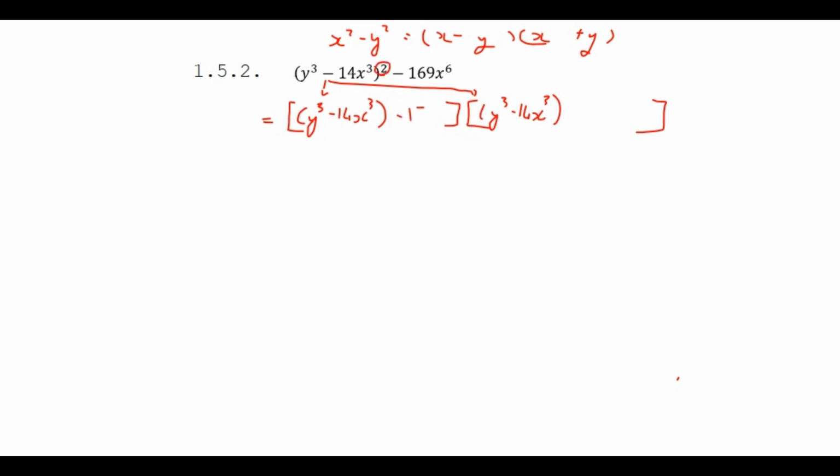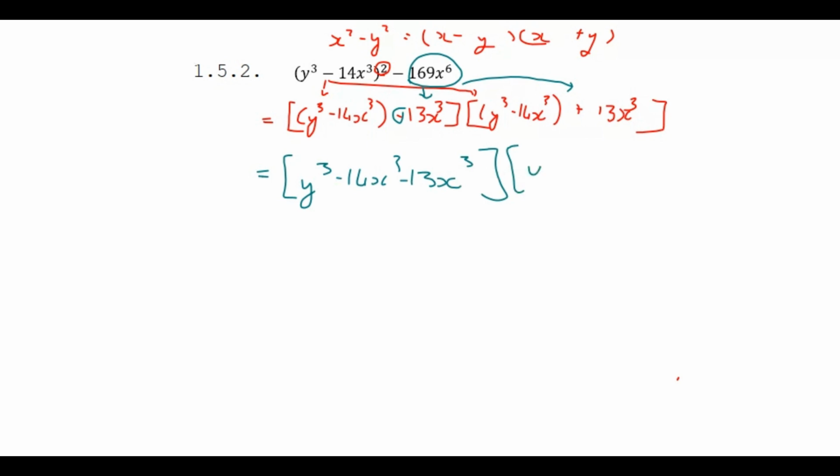And then we have minus 13x cubed plus 13x cubed, because that is what happens when you break the 169 up into its factors according to the squared numbers. Okay, and now we can drop the brackets. Okay, so we have y cubed minus 14x cubed. Because it's this minus that, you can just drop the brackets, minus 13x cubed, and same thing this side, y cubed minus 14x cubed plus 13x cubed.